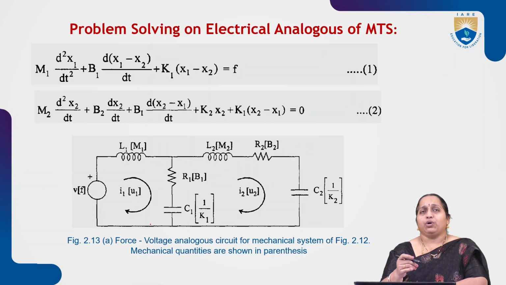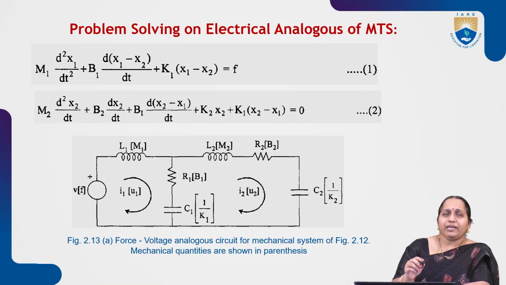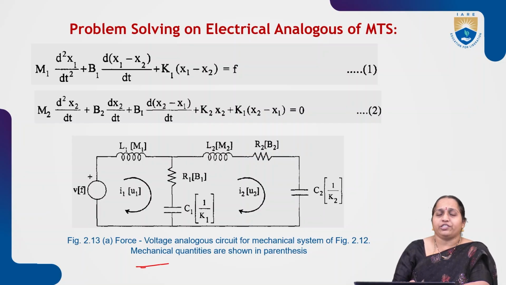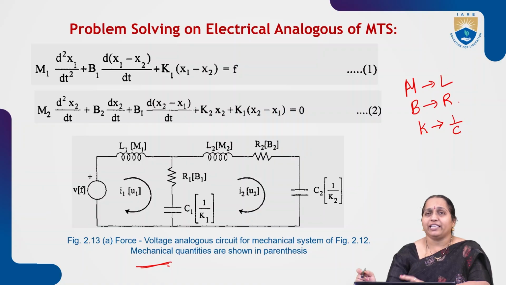Now, coming to how to draw its electrical equivalent, we have seen in earlier classes that, when drawing the force voltage analogous circuit, the mass element is equivalent to an inductor L, the dashpot is equivalent to a resistor, and the spring element is equivalent to 1 by C. We have seen this electrical equivalent of mechanical translational systems in force voltage analogy and force current analogy.